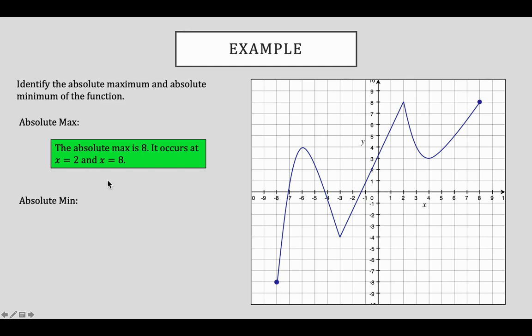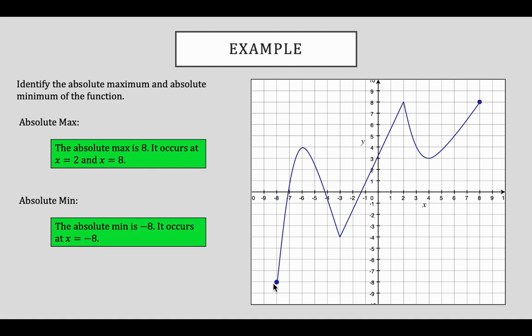What about an absolute minimum in this case? What is the lowest y value on the graph? Well, the lowest y value on the graph is -8. Therefore, the absolute min is -8, and it occurs at x equals -8. There is the location. So again, absolute max, absolute min, think about the y values. Those will be your answers, and the location of them we can write as corresponding to their x coordinates.